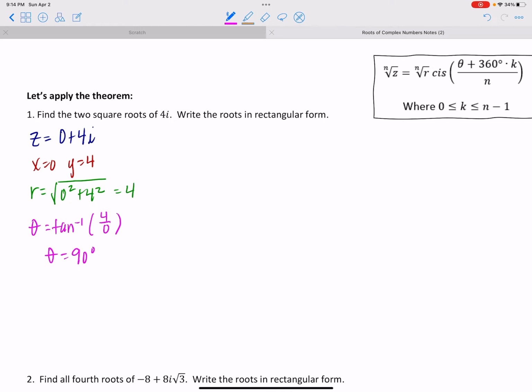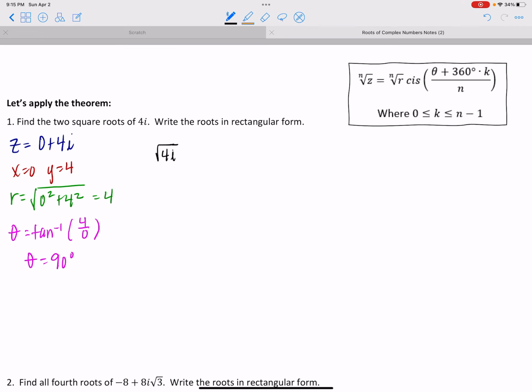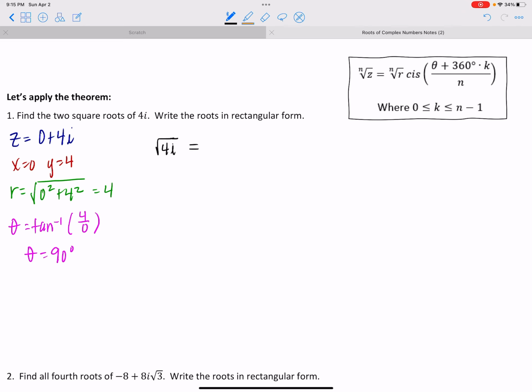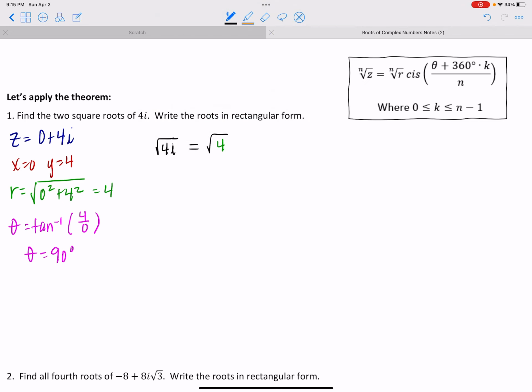So when I am trying to find what it's asking for here, the square roots of 4i, there are going to be 2 of them. I know that those square roots of 4i will be equal to, according to my formula, the nth root of r. So in this case, it's going to be the square root of 4, since r we just found was 4. And then we're going to multiply by cis of this craziness in here. So we're going to take our angle. We found our angle was 90 degrees.